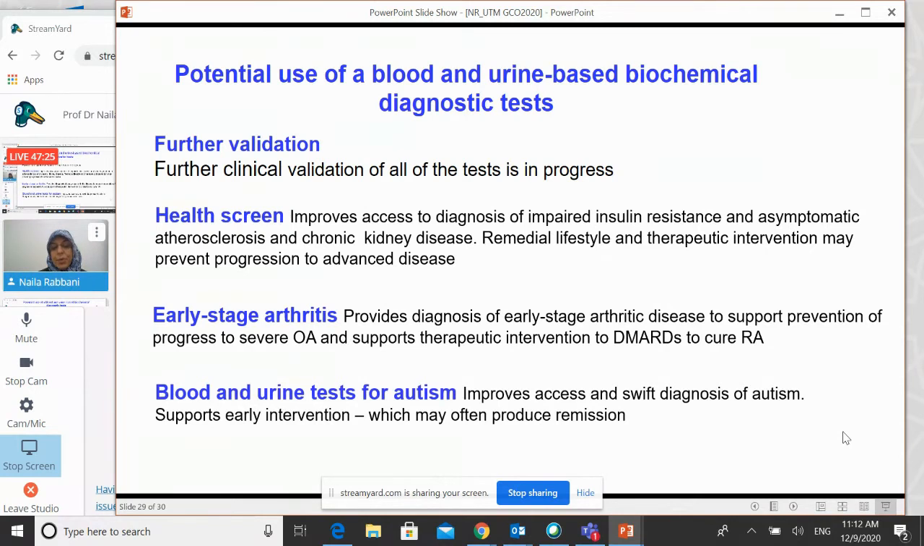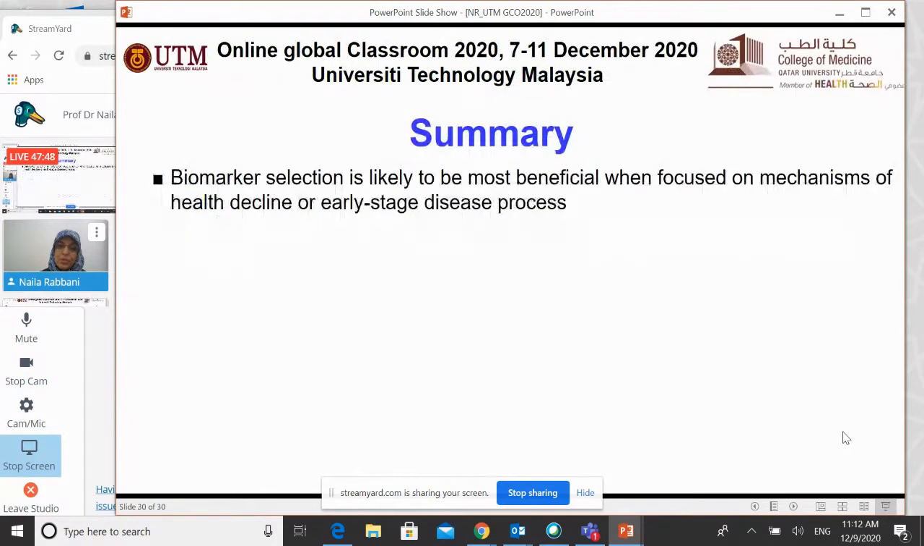A blood and urine test for autism improves access and swift diagnosis of autism, and supports early intervention, which may often produce remission. I mean, that is very important. Early intervention can normalize a person, or remission can happen, but once the disease has set in, you cannot reverse the condition.